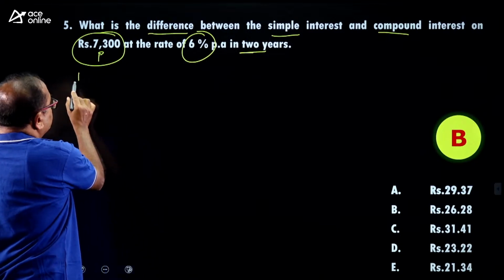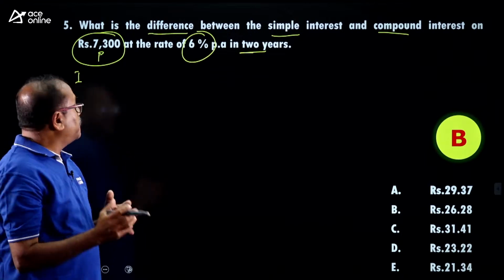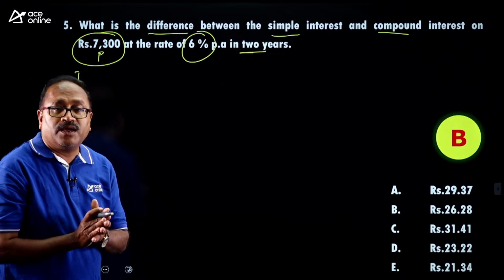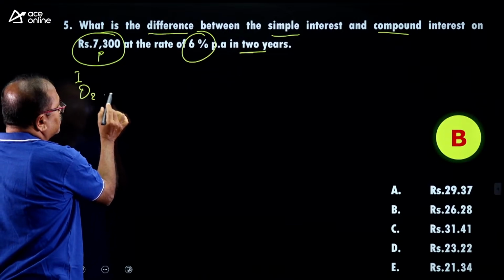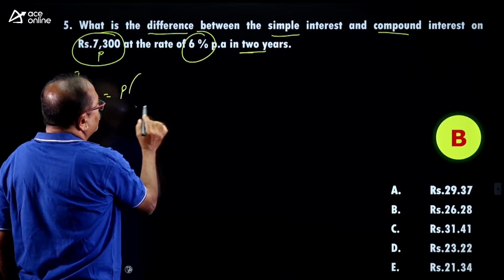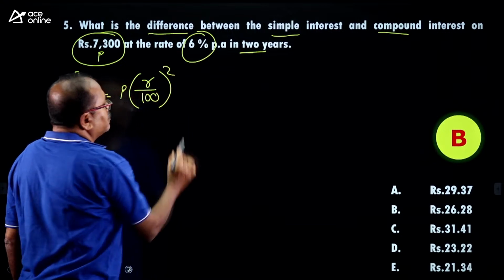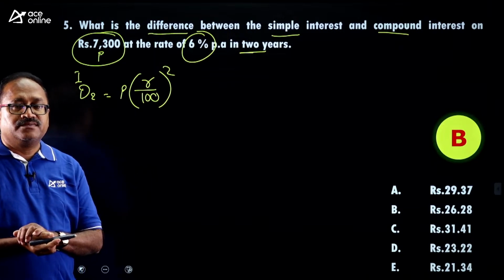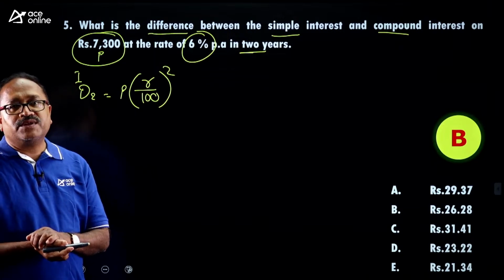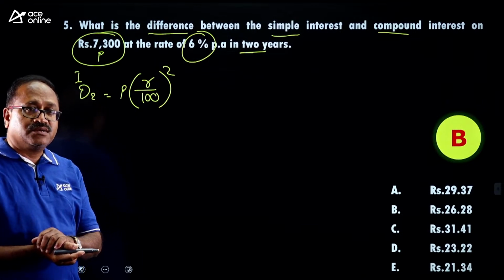The first method is the formula approach. The difference for 2 years is equal to principal into (R by 100) to the whole power 2. That's the formula for 2 years. Then what is the formula for 3 years? Difference of interest for 3 years.